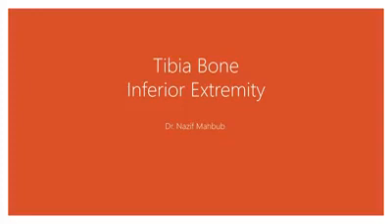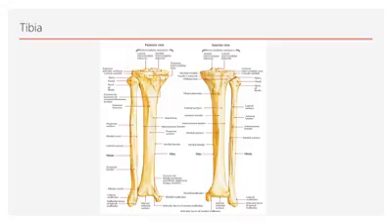Dear students, today we are going to learn on the topic of the tibia bone. Let's begin. Tibia is morphologically a typical long bone, and this bone is developed by intercartilaginous ossification. The tibia has three parts. They are the upper end, the shaft, and the lower end.